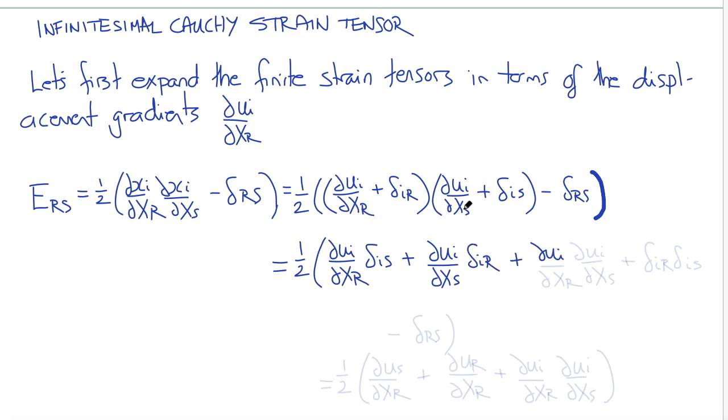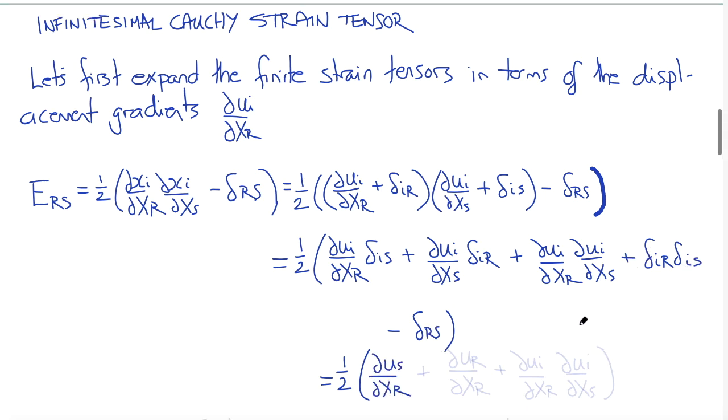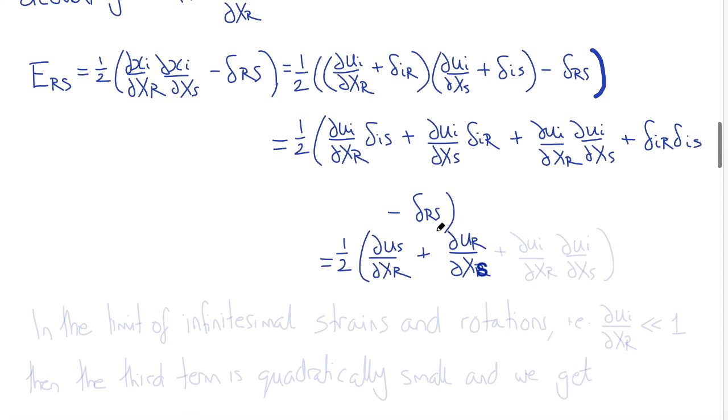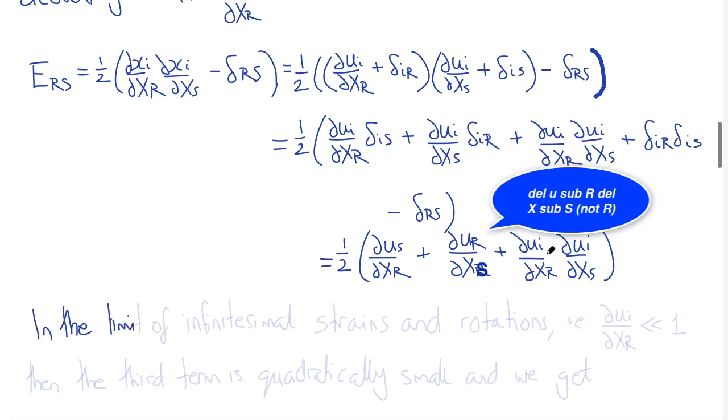Expanding this out, we get ∂ui/∂xr times δrs plus ∂ui/∂xs times δir, plus the quadratic term ∂ui/∂xr times ∂ui/∂xs, plus the product δir times δis, which is minus δrs. You can see that δir δis is δrs, so these terms cancel, which leaves us with these three terms: ∂ui/∂xr times δis becomes ∂us/∂xr, this term becomes ∂ur/∂xs, and the product is ∂ui/∂xr ∂ui/∂xs.